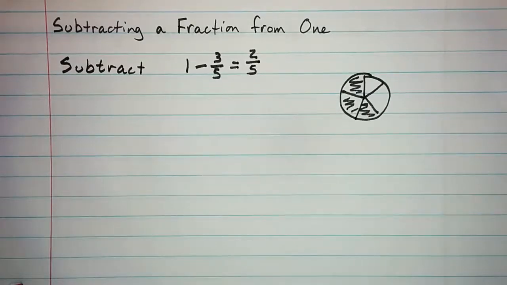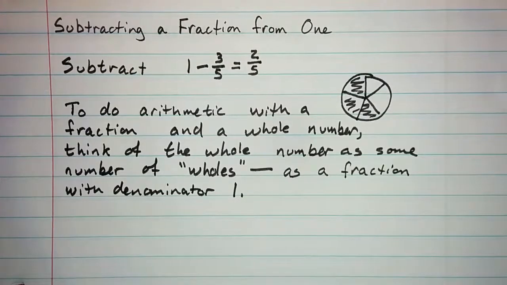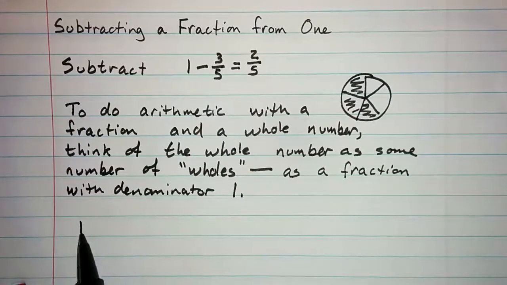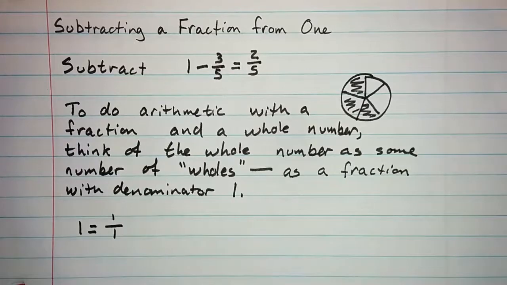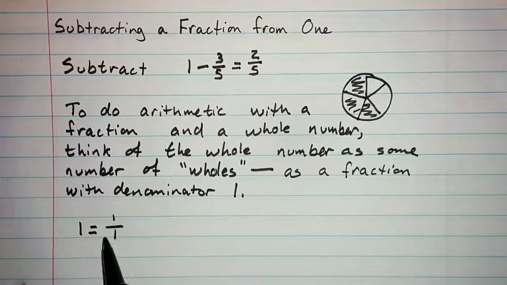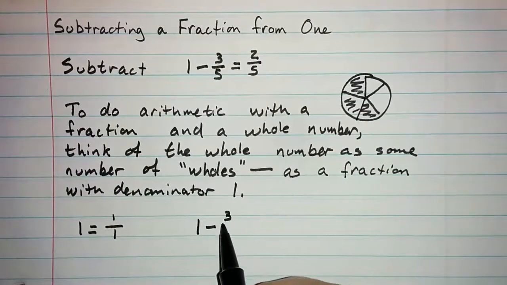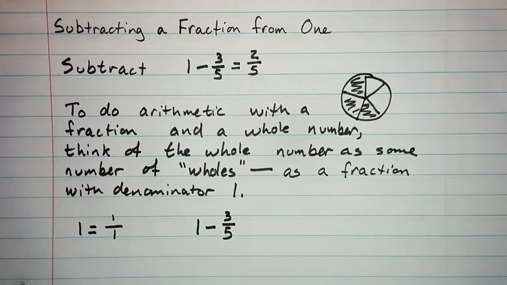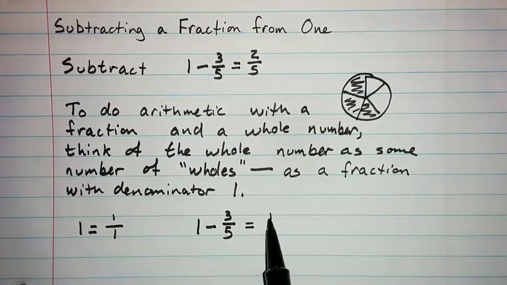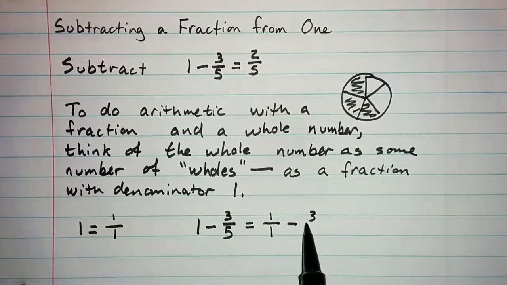How could we compute this in a case where the picture is harder to draw? Well, speaking very generally, when we want to do arithmetic with a fraction and a whole number, we should think of the whole number as some number of wholes. That is, as a fraction with denominator 1. So in particular, 1 is 1 whole. But if we want to write this in such a way as to be able to subtract 1 minus 3/5, remember we're thinking of this as 1 whole minus 3/5.